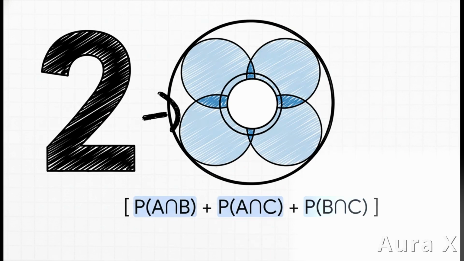Step 2, exclude. Now we start to correct our mistake. We subtract each of the pairs. We take out the Python and Java overlap, the Python and C++ overlap, and the Java and C++ overlap. This gets us a lot closer to the real number. But this is the step that creates that over-subtraction problem we just talked about.